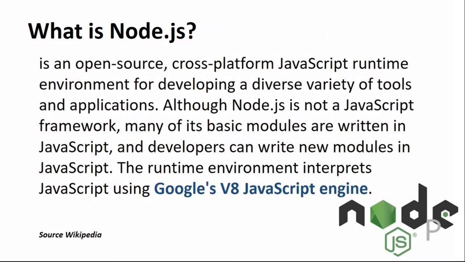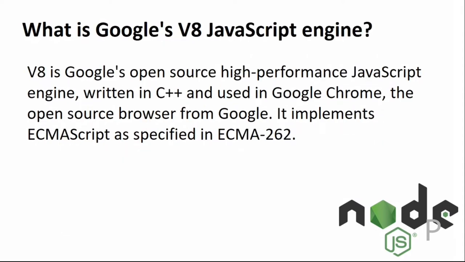This is the introduction of Node.js. What is Node.js? It is an open source cross-platform JavaScript runtime environment for developing a diverse variety of tools and applications. Although Node.js is not a JavaScript framework, many of its basic modules are written in JavaScript, and developers can write new modules in JavaScript. The runtime environment interprets JavaScript using Google's V8 JavaScript engine. What is Google V8 JavaScript engine? V8 is a Google open source high performance JavaScript engine written in C++ and used in Google Chrome, the open source browser from Google. It implements ECMAScript as specified in ECMA-262.